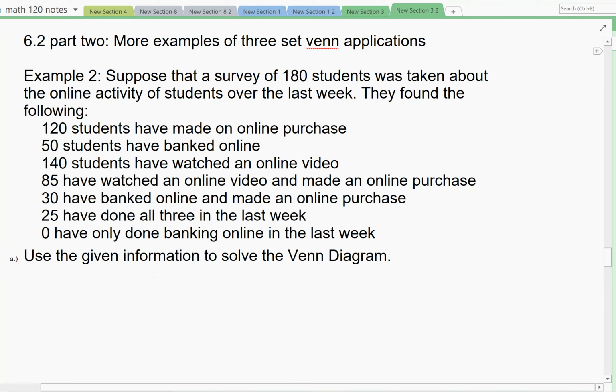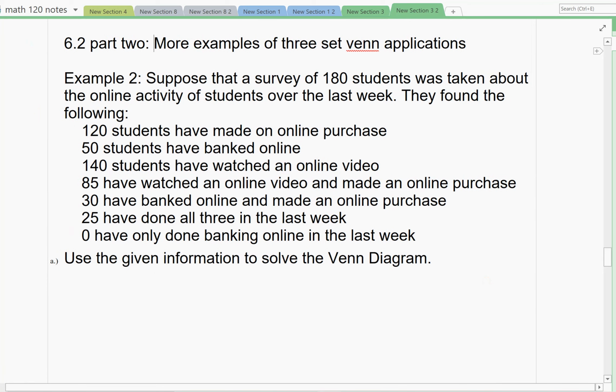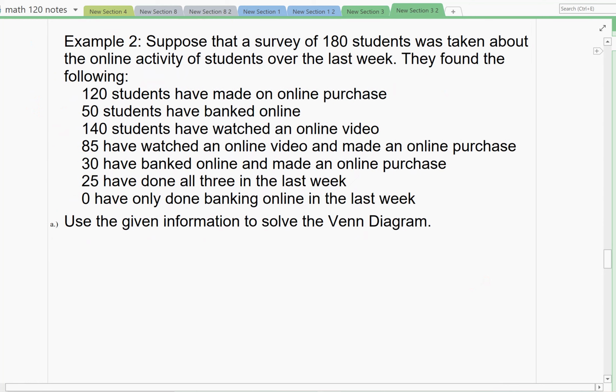Alright, so this is the last set of notes for 6.2 part 2. We're just looking at more examples of 3-set Venn applications. Alright, so this is the second example of a 3-set Venn.